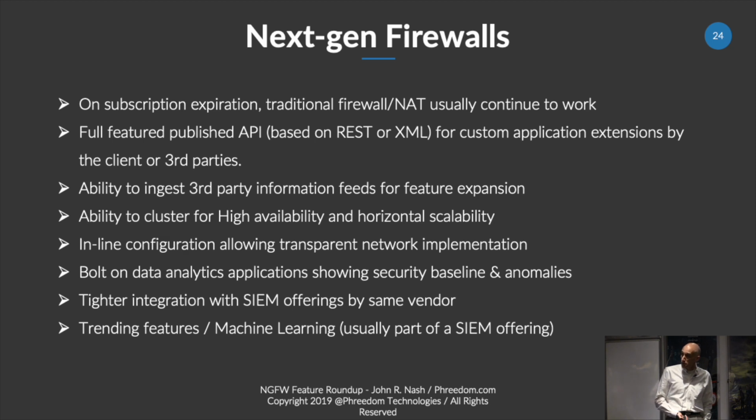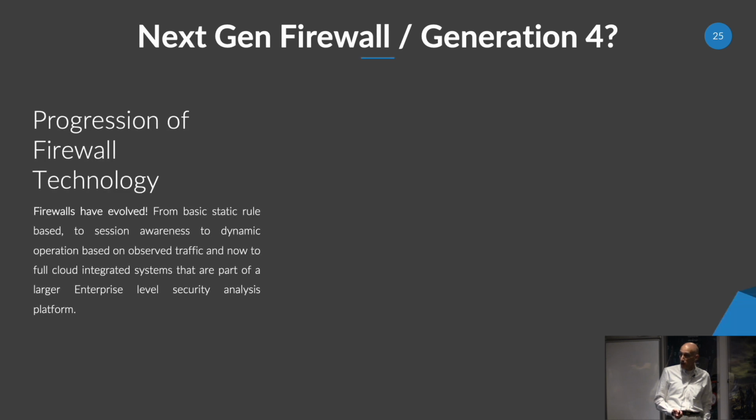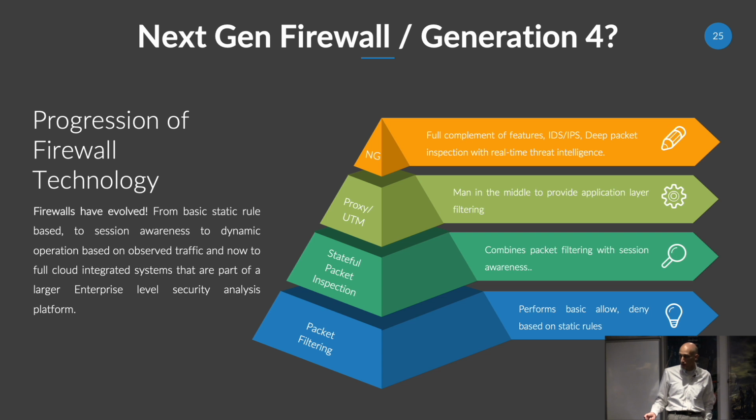Okay. Generation 4. Progression of firewall technology. This is just kind of a review. We started with packet filtering, allow, deny based on IP. Then stateful packet inspection: if you initiated the packet, I trust you and everything coming back to you. Proxy UTM, they do man in the middle to provide application layer and deep packet filtering. And then next generation, basically that's our cloud intelligence with all the features we just listed, potentially some combination of them.